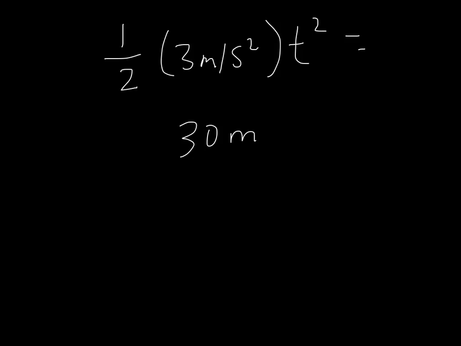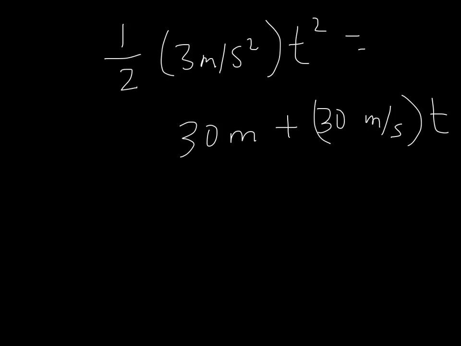is equal to our equation that we had for the car: 30 meters plus 30 meters per second, all of that times t. And then we get a quadratic equation.